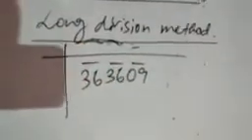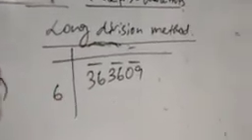Question number 5. The number is 363609. Again, choose two digits starting from your right side. So 09, 36 and 36. Clear? Next, 6.